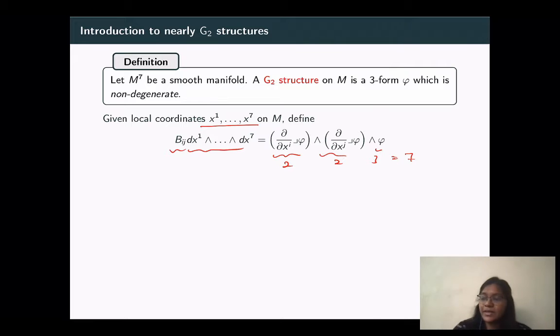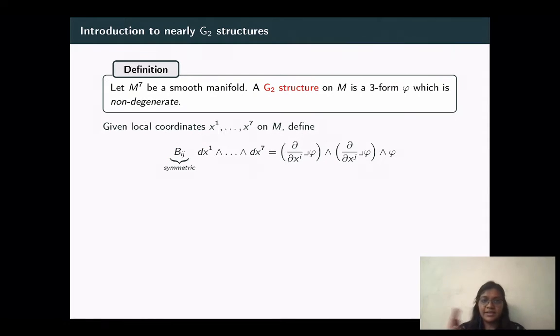Also you can see here, since these are 2 forms, we can very easily shuffle them without changing any sign, which means this 2 tensor B is symmetric in I and J. So using this formula and the 3 form phi, we can define a 2 tensor. Now this we can do for every 2 form, with every 3 form. So this has nothing to do with the non-degeneracy condition.